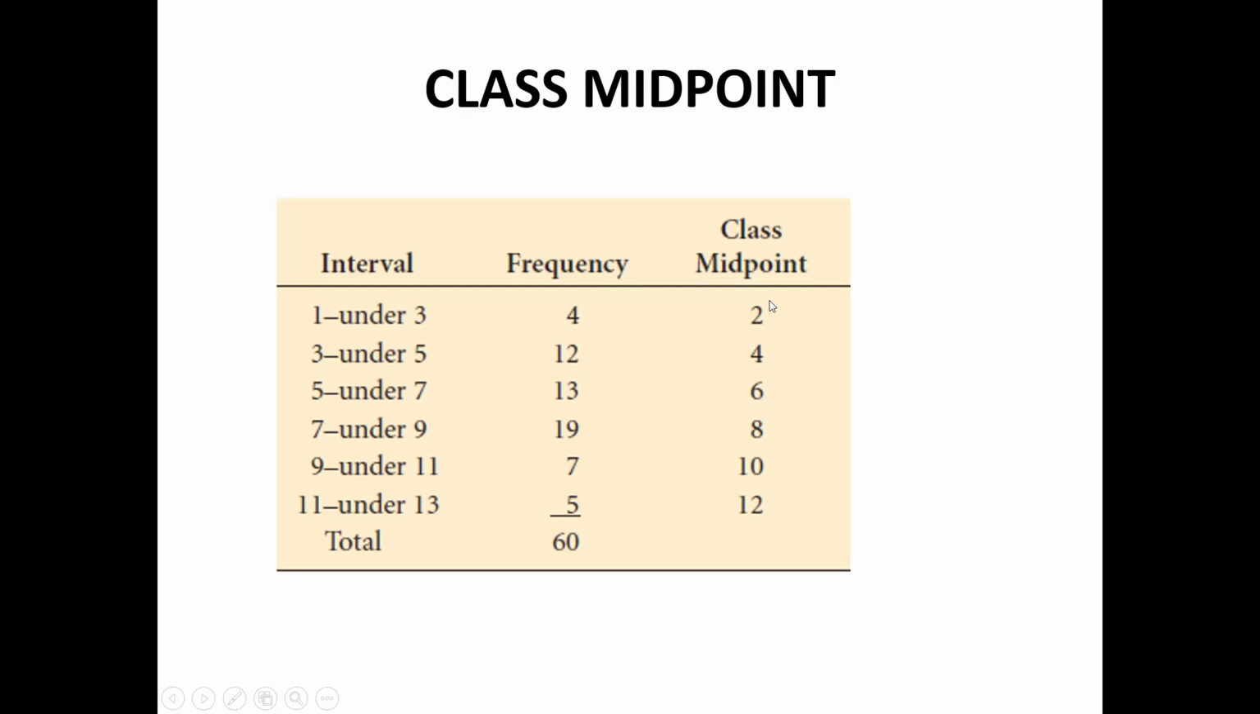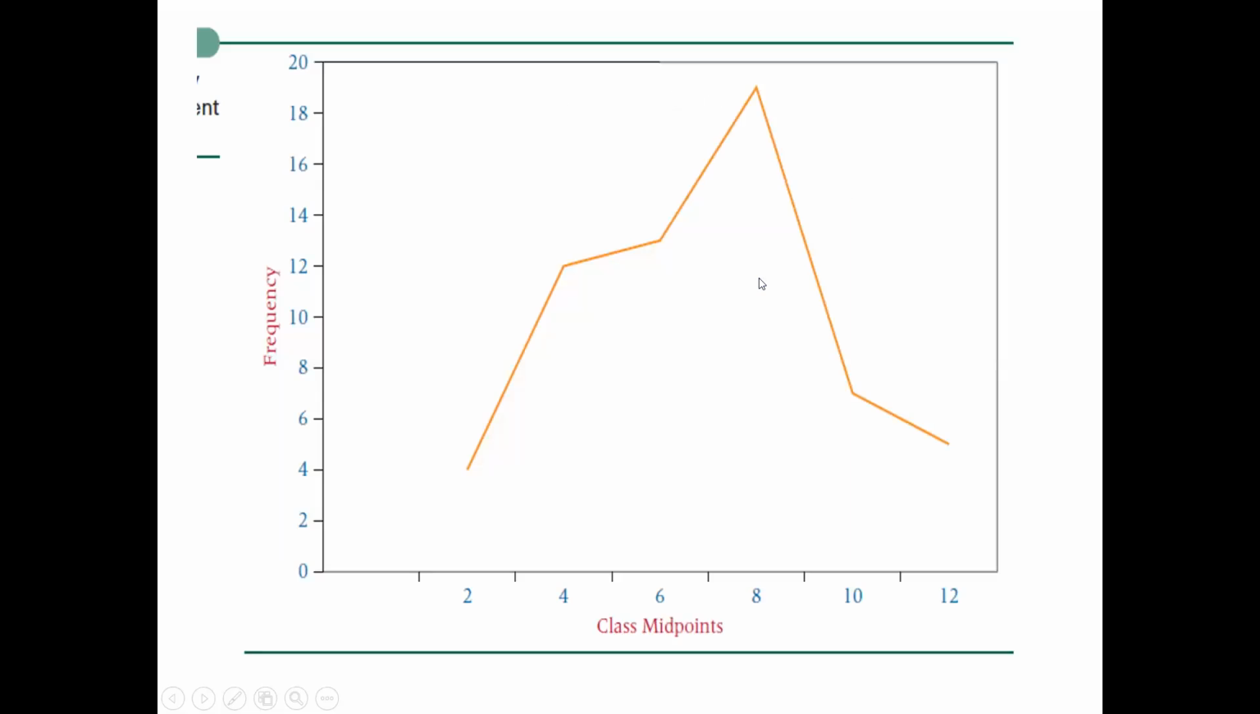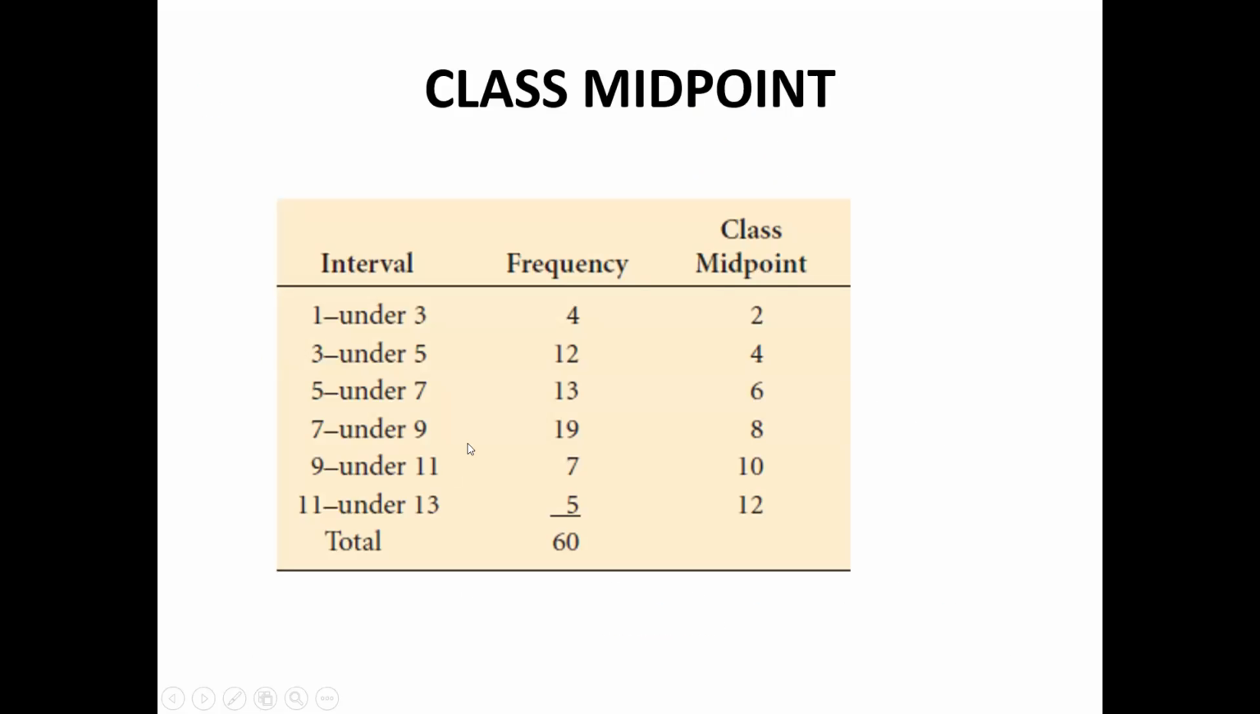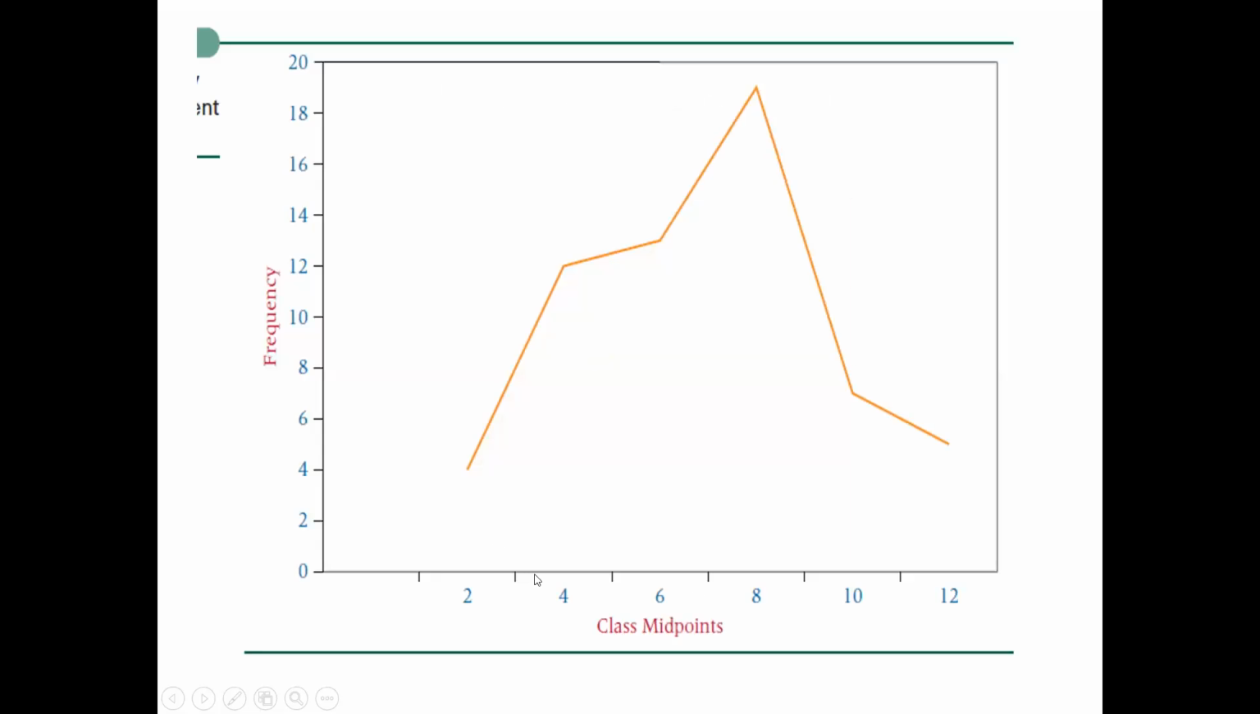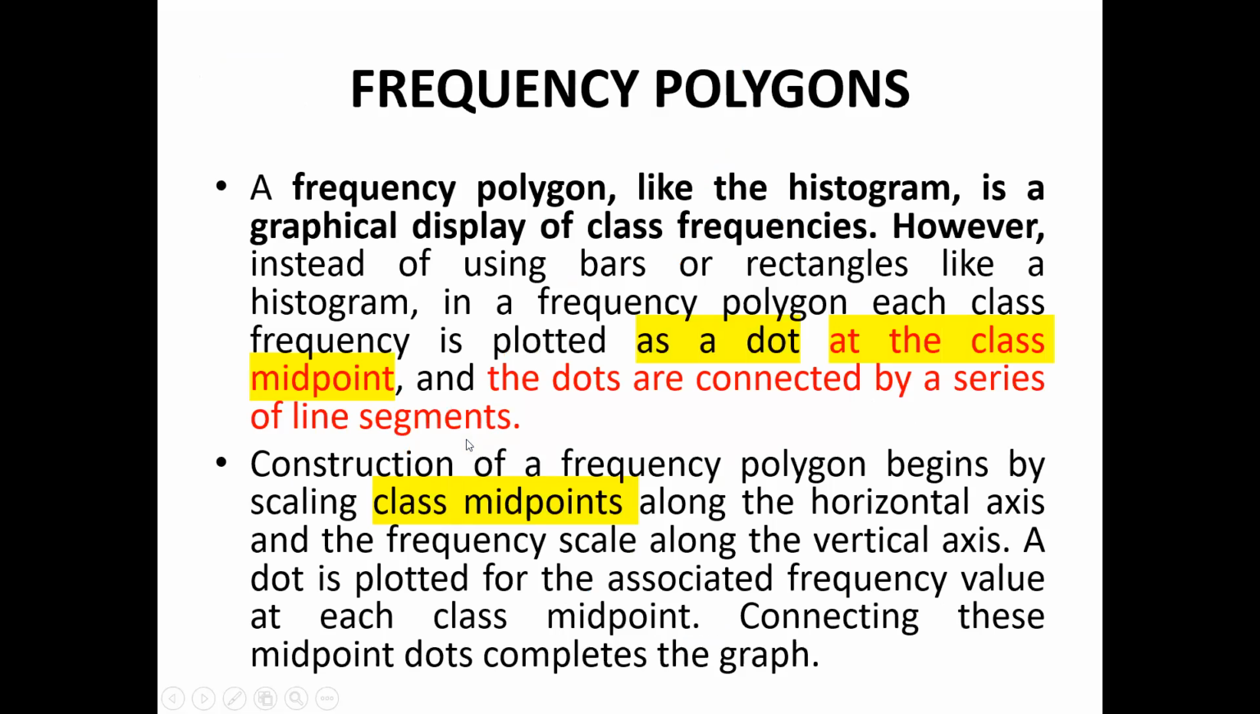So you calculate the class midpoint, you place the class midpoint on the x-axis, and then you put a dot at the frequency for that midpoint. So frequency is 4, you put a dot. When the class midpoint is 4, frequency is 12, so at 4 you will put a dot and then you will connect all these dots. You will connect all these dots, and the diagram that is completed is called a frequency polygon.